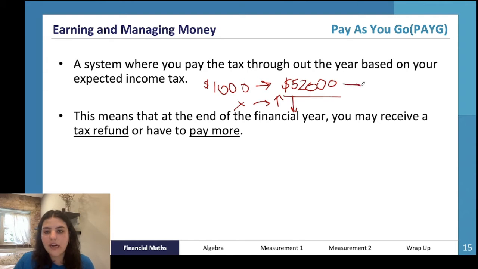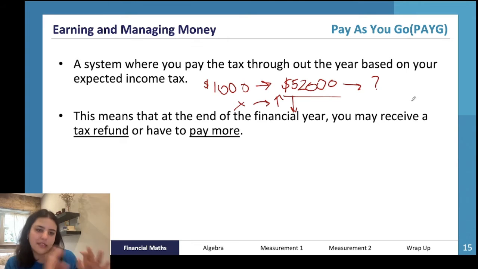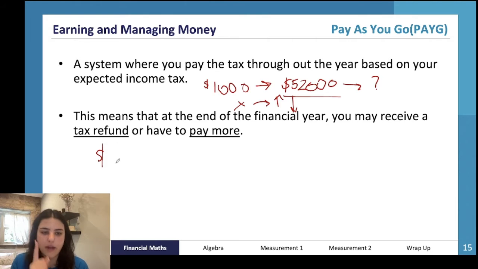So they deduct an amount that they suspect you would be paying at the end, but they deduct it each week so that it just kind of adds up over time. Now, this means at the end of the year, you're either going to receive a tax refund where you get money back, 3 years running. I've got those, luckily. Or you have to pay more.